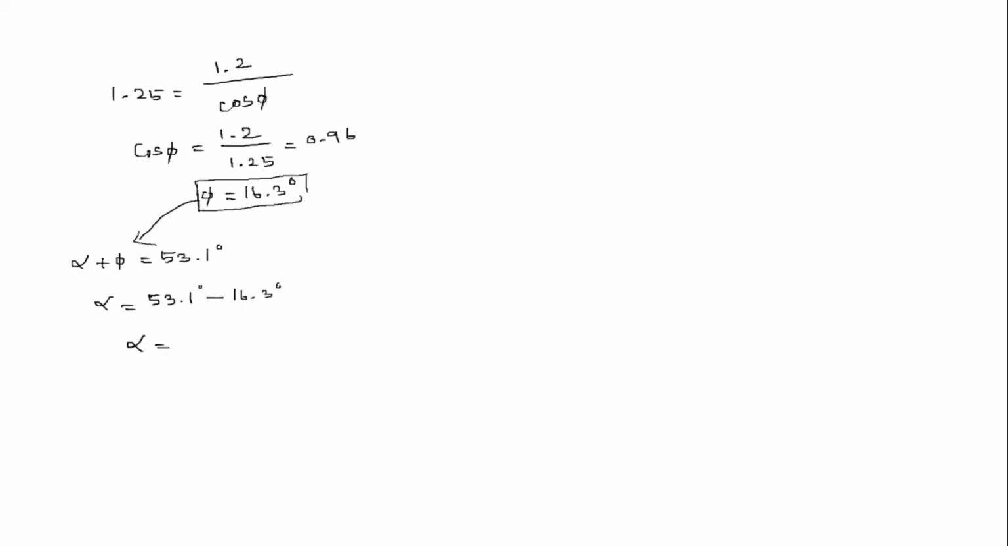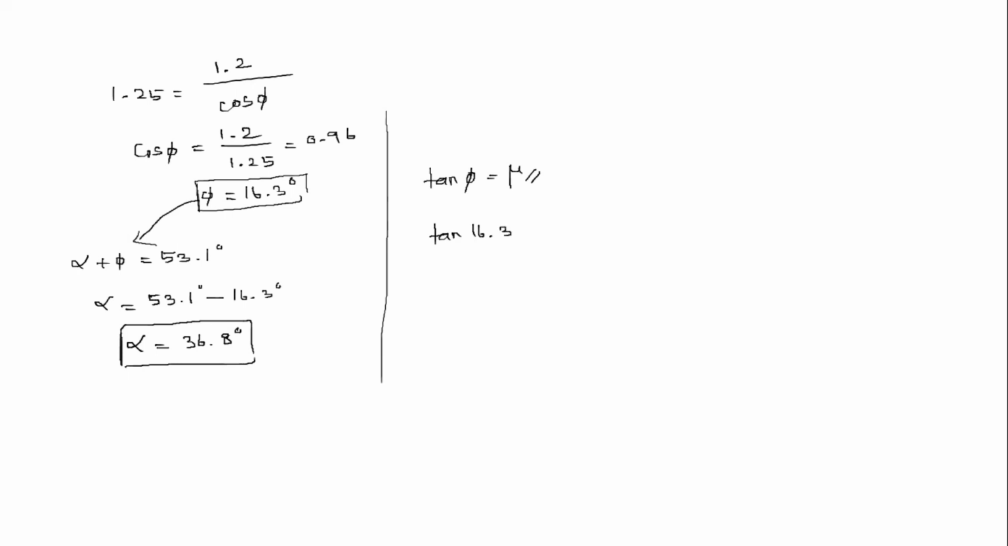Now, alpha is equal to 36.8 degree. Now, we got the inclination of the plane alpha. Now, we know that the primary formula tan phi is equal to mu. So, from this equation we can calculate mu. So, tan of 16.3 degree is equal to mu. So, mu is equal to what is the value?